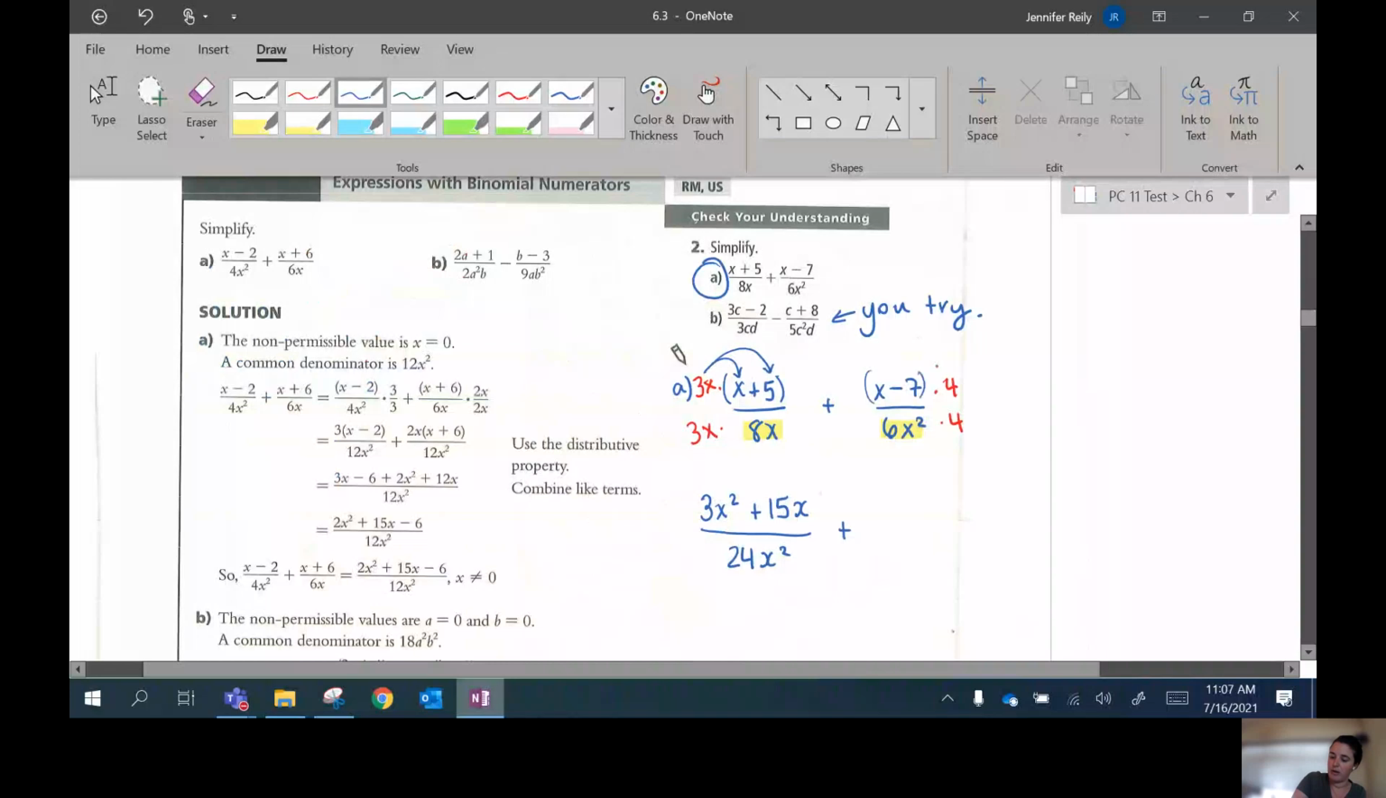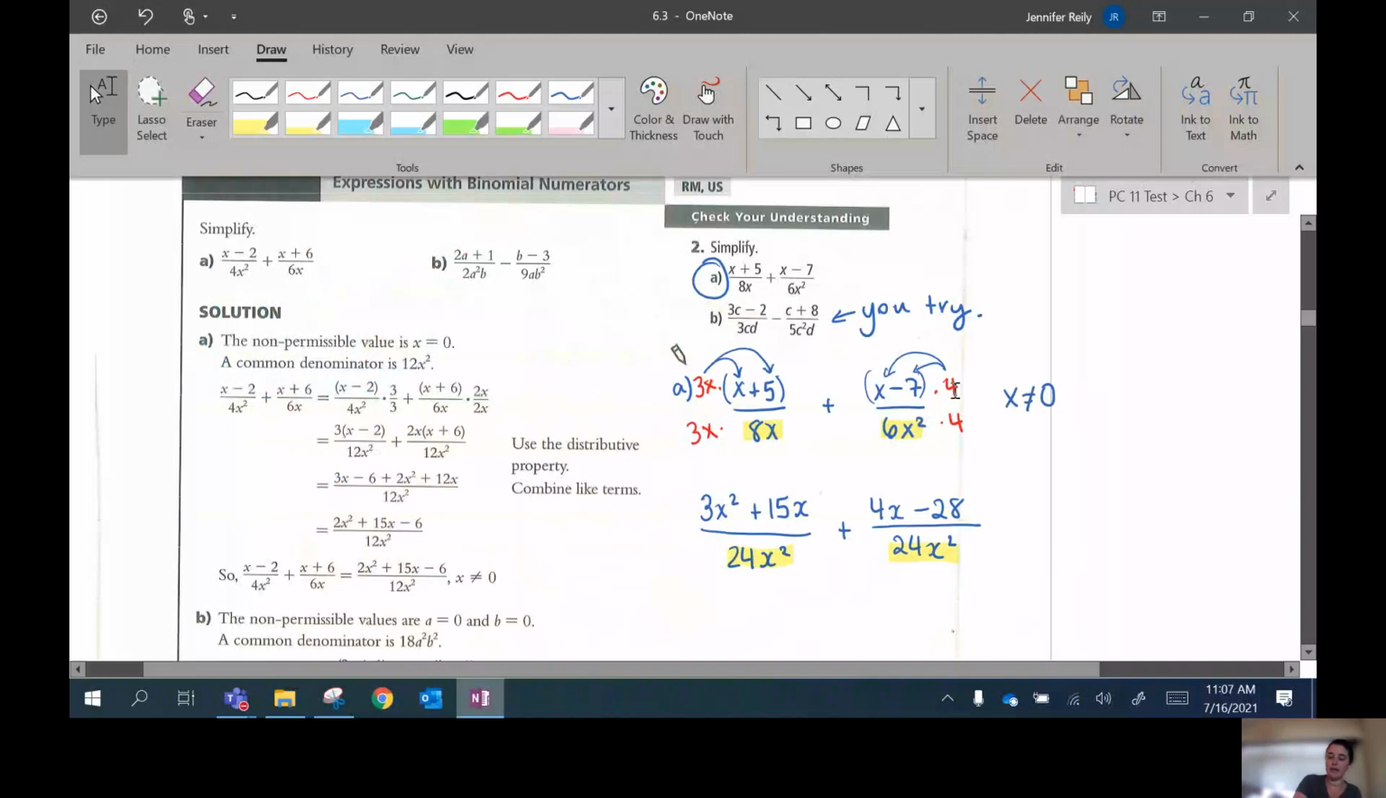And again here, if I have more than one term, I have to make sure to multiply the 4 into both. So I'll have 4x minus 28 all over 24x squared. Perfect. So now the denominators match. One thing I forgot to do is write my non-permissible values. For this one, x cannot be 0 because that would make the denominator 0. Okay.